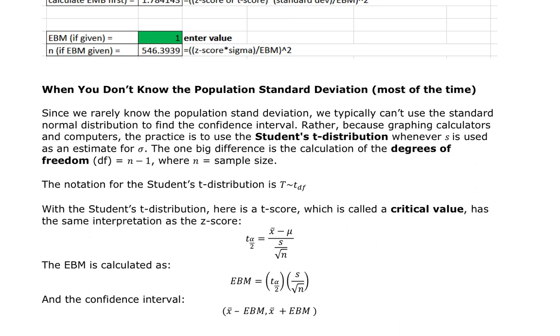When we're using this, we need to find degrees of freedom. The degrees of freedom is going to be the sample size minus 1. The reason we do this is that it adjusts for any slight discrepancies we may have when we don't have sigma. The student T distribution is now finding a T-score instead of a Z-score. We call this the critical value. It's calculated the same as if we had the Z-score: X-bar minus mu divided by S, where we use the sample standard deviation, and then divide by the square root of n. The EBM is calculated as T alpha divided by 2, times S, divided by the square root of n. And again, X-bar plus and minus the EBM.